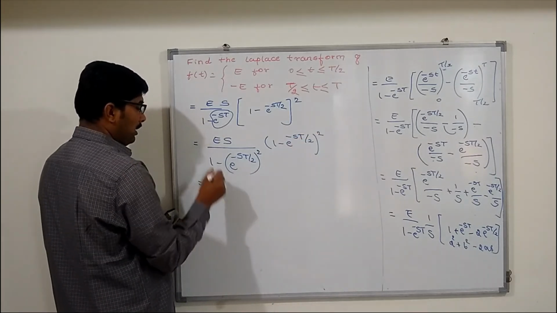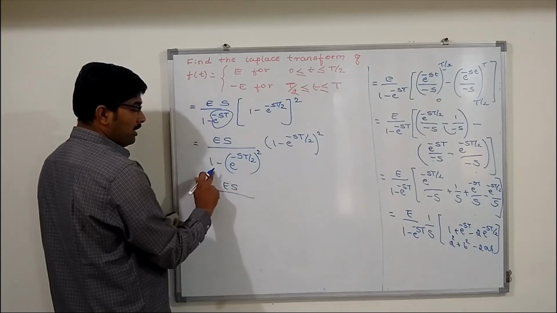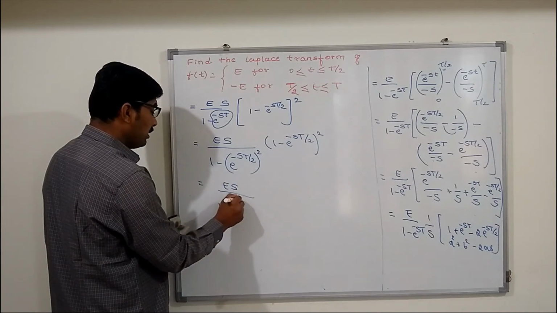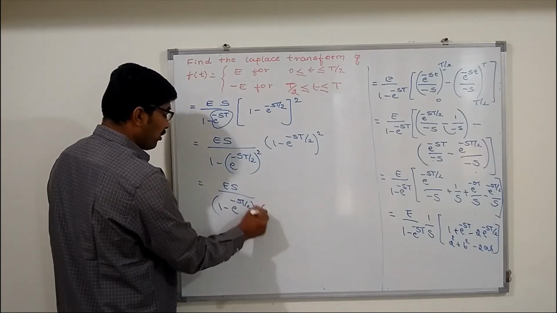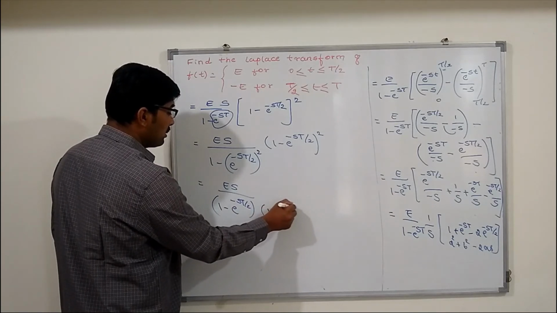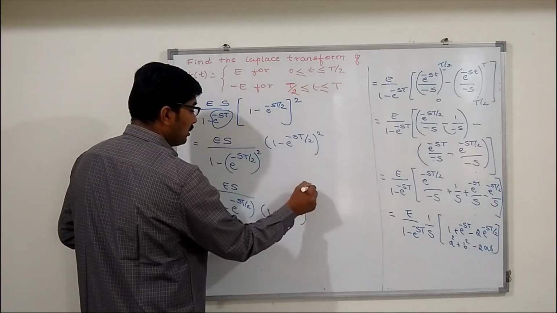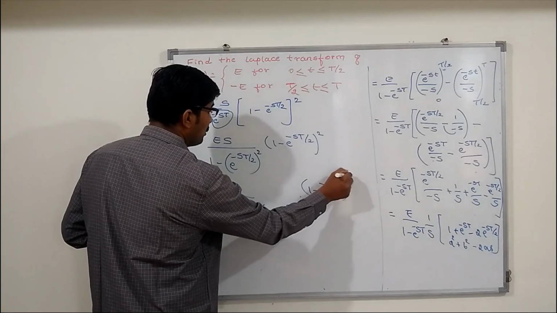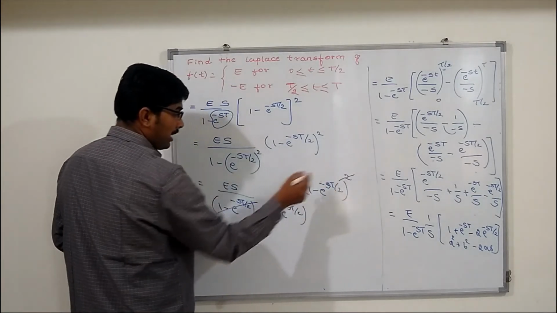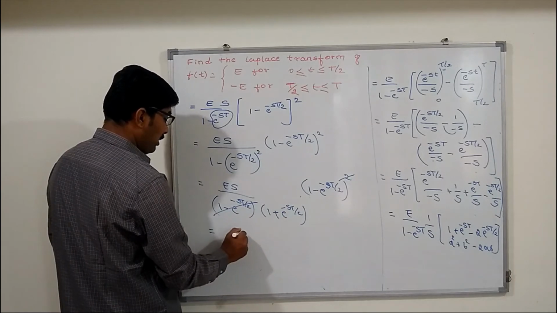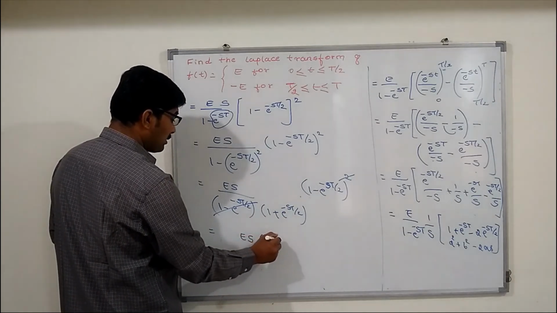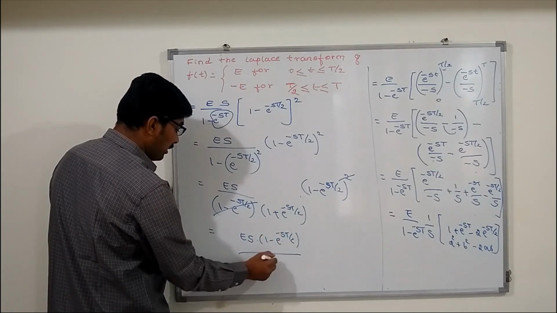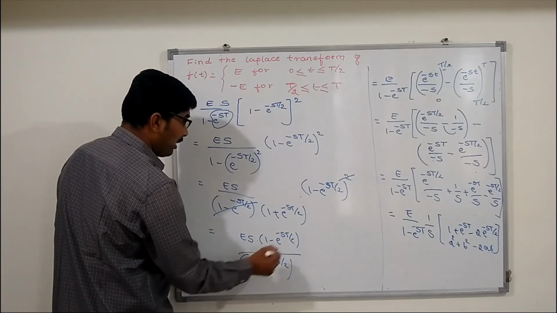This is equal to, it has 2 factors, e s divided by, this is in the form of a square minus b square, which has 2 factors, a plus b and a minus b, meaning 1 minus e raised to minus st by 2, and one more factor is 1 plus e raised to minus st divided by 2, into 1 minus e raised to minus st divided by 2 whole square, where one of these terms gets cancelled. So e into s, 1 minus e raised to minus st by 2 divided by 1 plus e raised to minus st divided by 2.